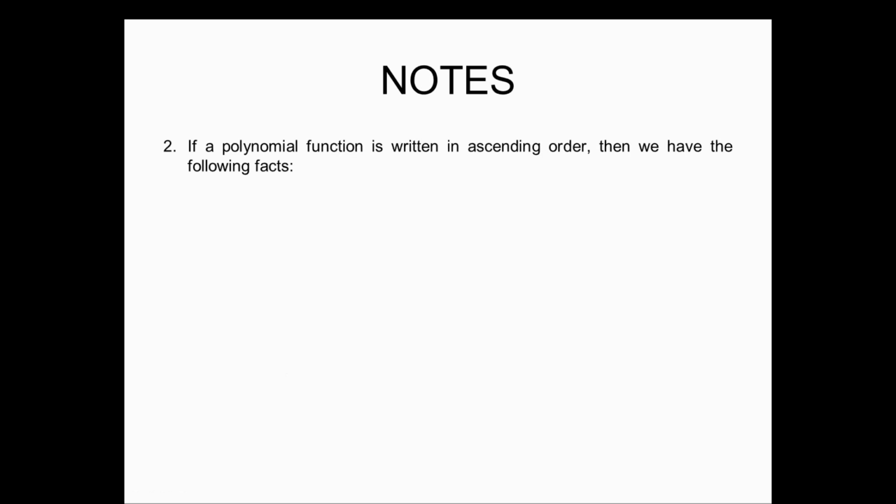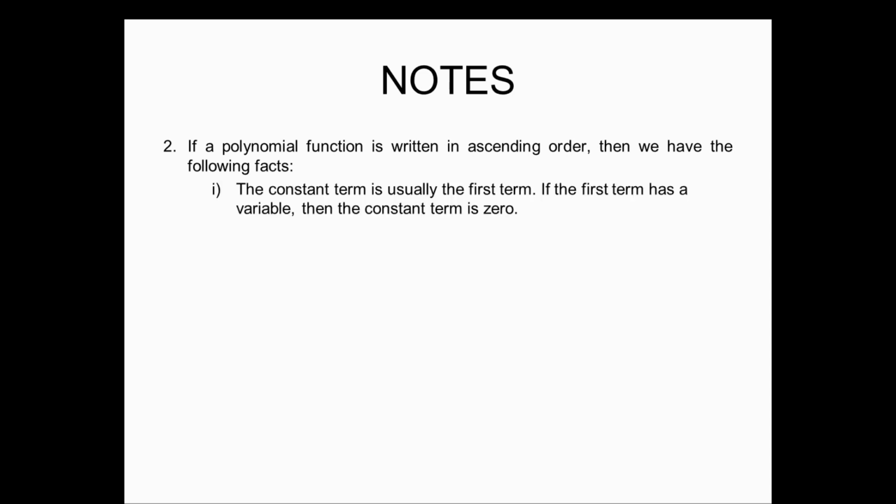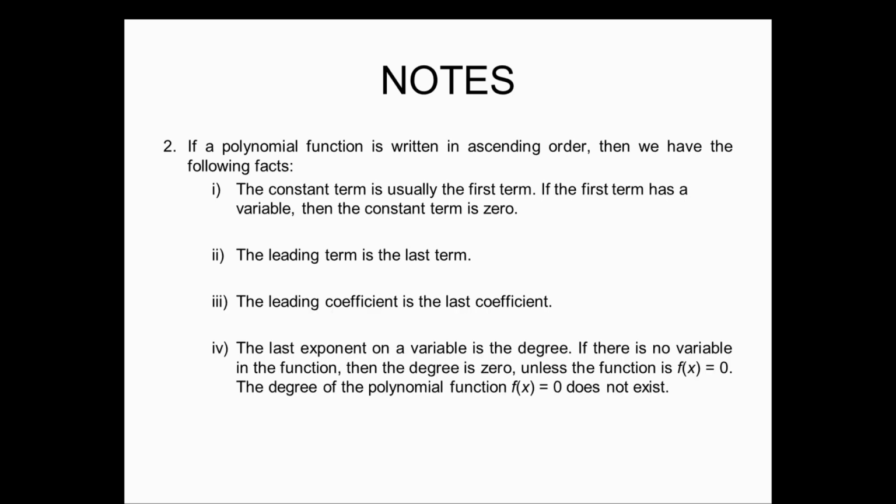Well, what happens if you switch it? If a polynomial function is written in ascending order, then we have the following facts. Number one, the constant term is usually the first term. If the first term has a variable, then the constant term is 0. Again, don't say no constant term, say 0. The leading term is the last term. The leading coefficient is the last coefficient.